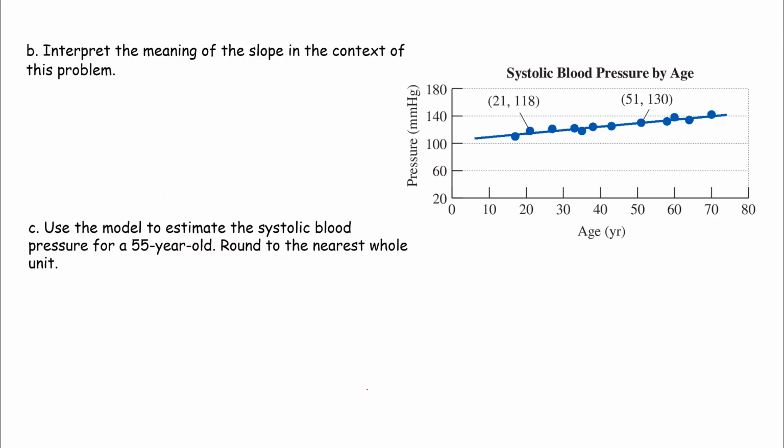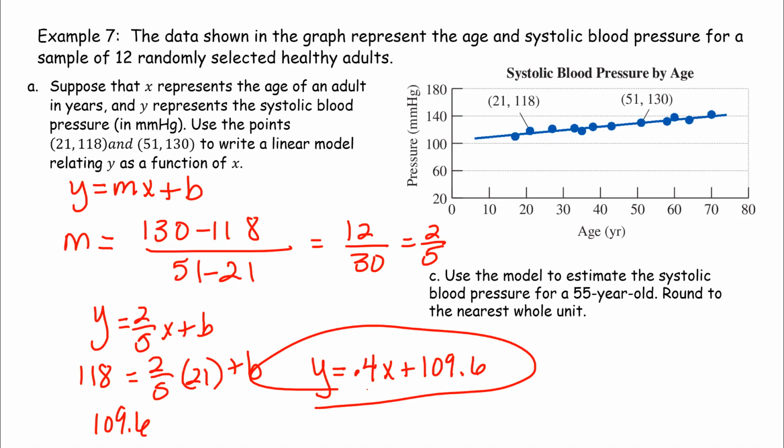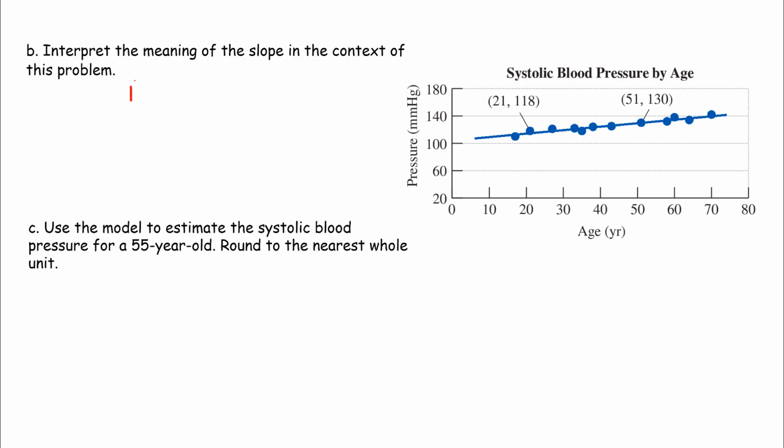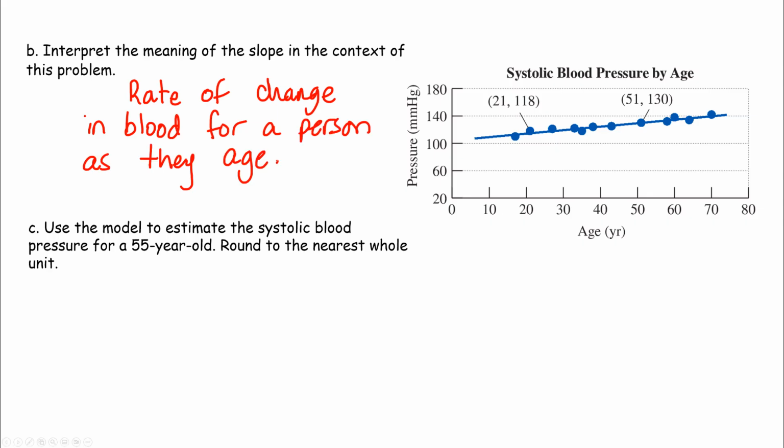And then for part B, it says interpret the meaning of the slope in the context of this problem. Okay, remember we talked about how slope represents a rate of change. So the meaning of the slope is it is the rate of change in blood pressure for a person as they age. And then for C, use the model to estimate the systolic blood pressure for a 55-year-old, round to the nearest whole number.